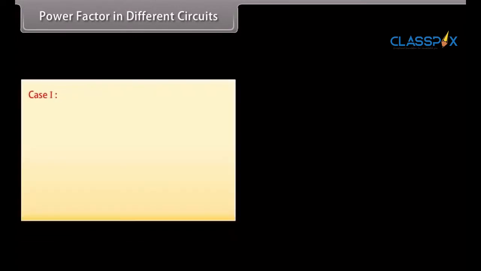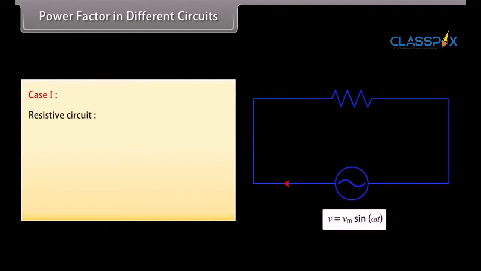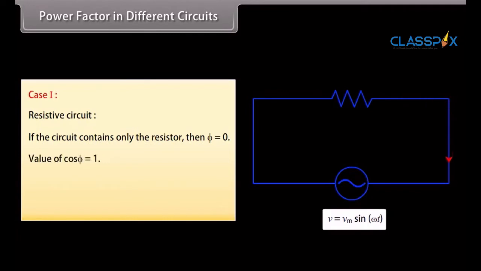Power factor in different circuits. Case 1. Resistive circuit. If the circuit contains only the resistor, then phi is equal to 0. The value of cos phi is equal to 1. There is maximum power dissipation. P bar is equal to the product of Vrms and Irms.